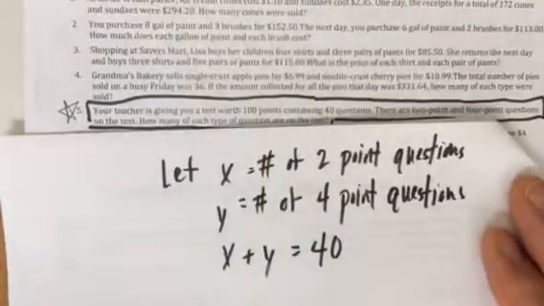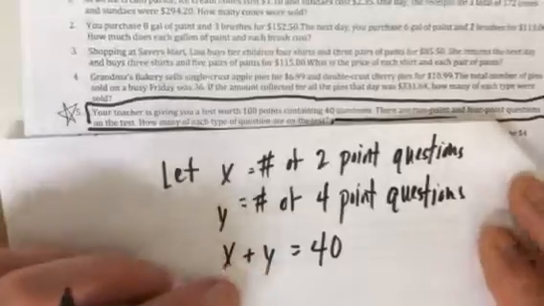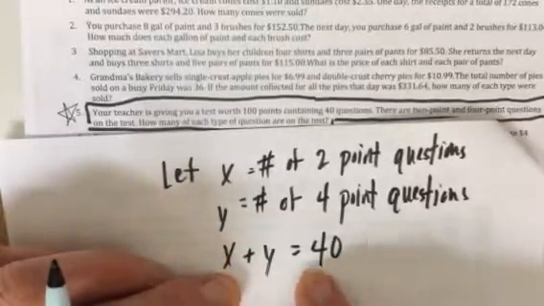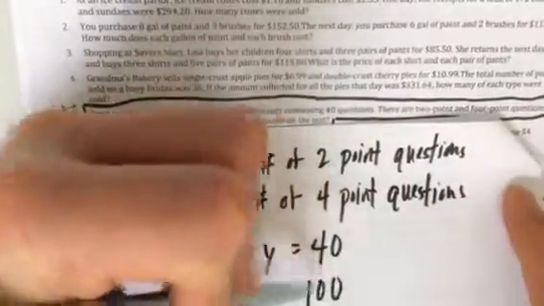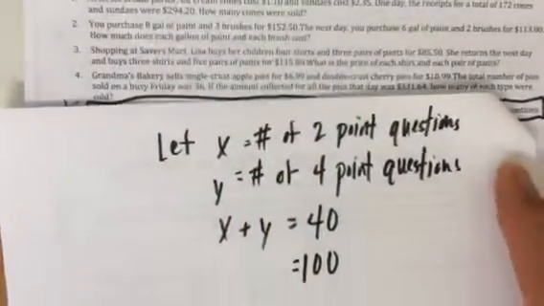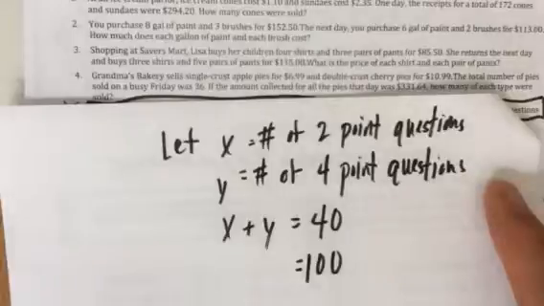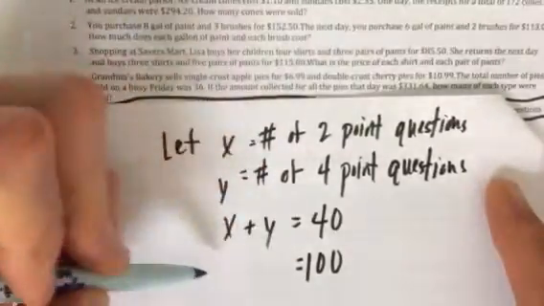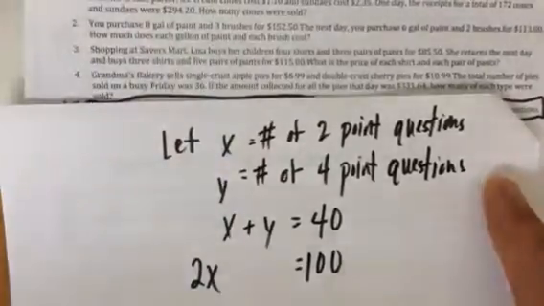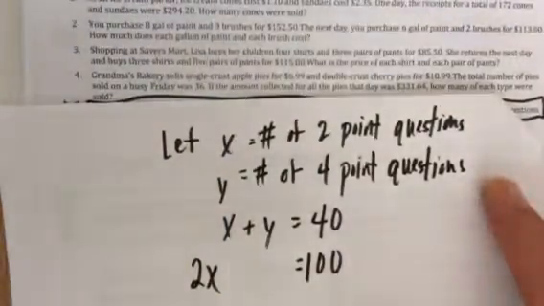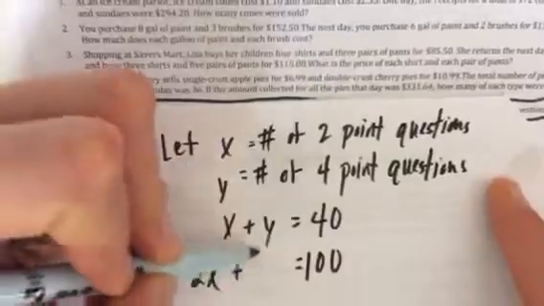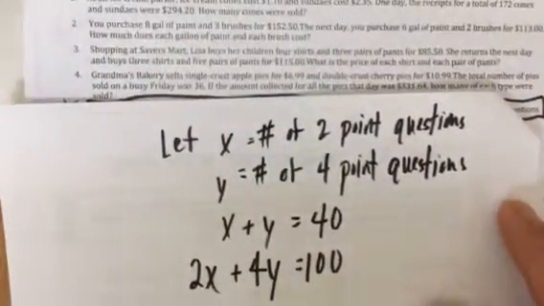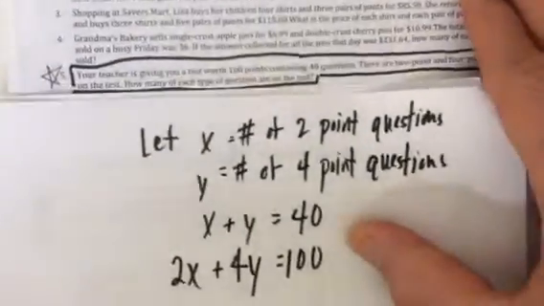Now, if I'm dealing with the value, I can't just add the number of questions up because it's not going to give me the 100 points that I want. So now I'm going to have to give them their values. So if I have x 2-point questions, if I multiply them by 2, it gives me the value of all those questions. Same thing with the 4-point questions.